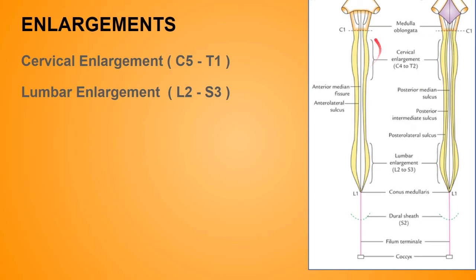But at some regions of the cord, opposite to the attachment of the nerve roots contributing to the formation of the brachial plexus and the lumbosacral plexus, the spinal cord shows definite fusiform swellings known as the cervical enlargement and the lumbar enlargement. In simple words, this is the cervical enlargement and this is the lumbar enlargement. Remember, over the whole spinal cord length the thickness is the same, but at two places it is enlarged.